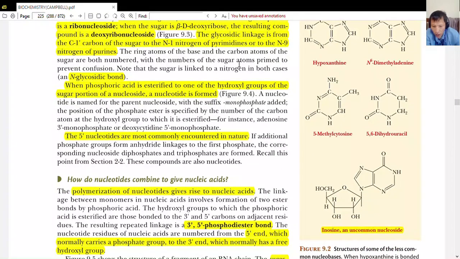When phosphoric acid is esterified to one of the hydroxyl groups of the sugar portion of a nucleoside, a nucleotide is formed. Esterified is a chemical reaction which involves esters. So you have to look at, I think it contains an oxygen. Oxygen ethers, oxygen double bonded to carbon, esters, I think it's a carbonyl part.